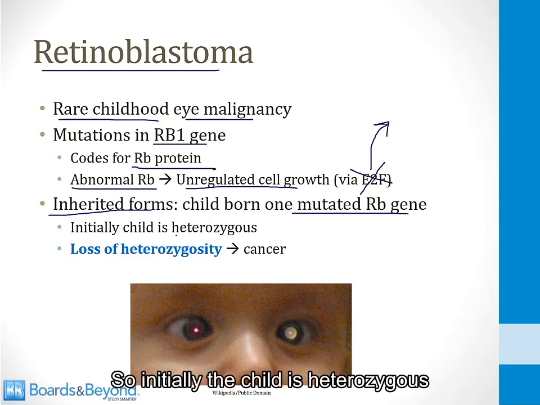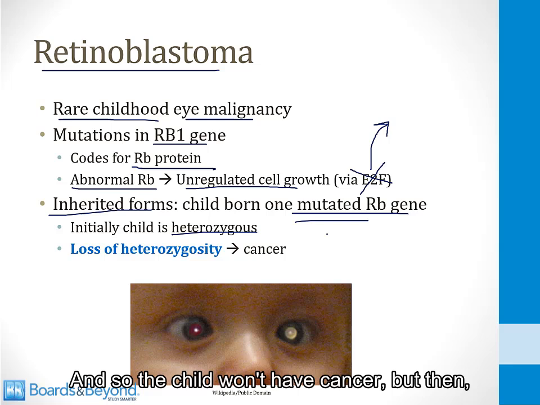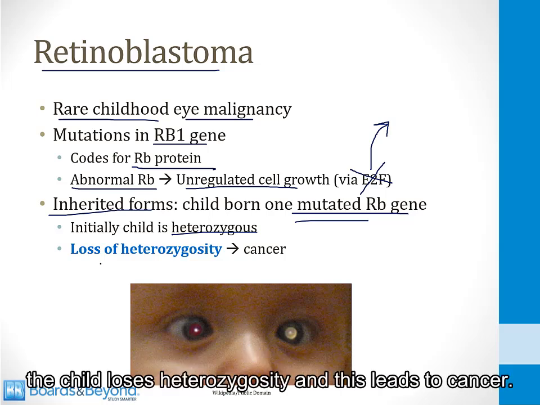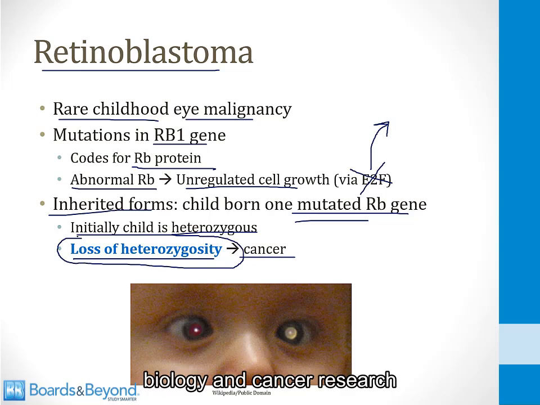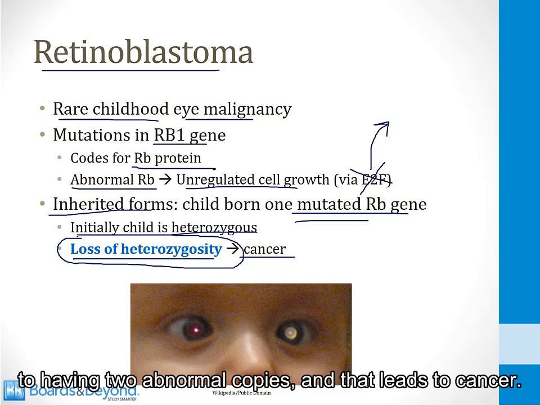So initially, the child is heterozygous with one mutated gene but one normal gene, and so the child won't have cancer. But then if something comes along and takes out that normal RB gene, the child loses heterozygosity, and this leads to cancer. And so this term, loss of heterozygosity, is used in cancer biology and cancer research to describe when a cell goes from having one abnormal and one normal copy of a gene to having two abnormal copies, and that leads to cancer.